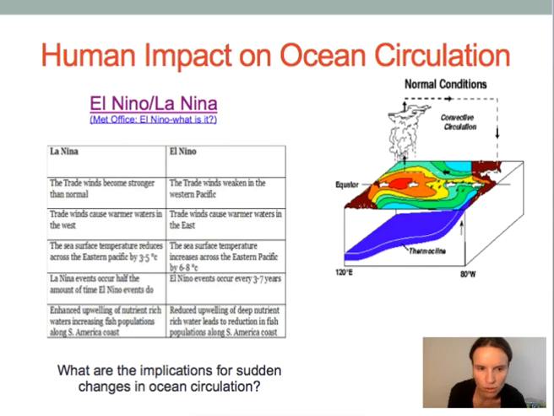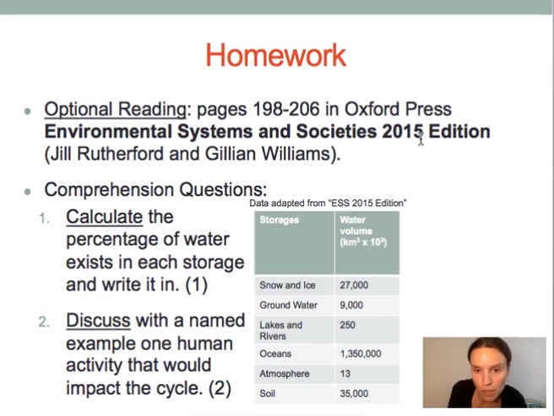But for now, we are just going to move into your homework. So if you're following along in the textbook, you should read pages 198 to 206 in the Oxford Press Environmental Systems and Societies book. And you should try these 2 comprehension questions. So you are being asked to do a calculation. This gives you storages of water in the water cycle and the water volume in each. You need to calculate the percentage of water that exists in each storage and write it in. On your homework sheet, there's an extra column that you can write that in. And then also discuss with a named example 1 human activity that would impact the water cycle. So give those a try, and when you are ready, you can go over your answers in the review video. I'll see you there.